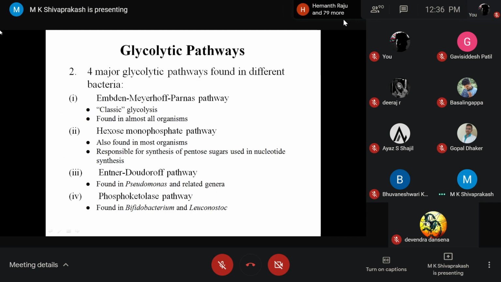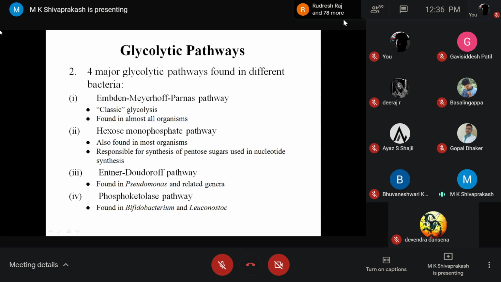Okay. So by definition, the glycolytic pathway is the conversion of glucose by partial oxidation to pyruvic acid. From a molecule of glucose, you will get 2 molecules of pyruvic acid, and the end products are 2 net ATP and 2 NADH. And in these glycolytic pathways, there are 4 major alternate pathways found in bacteria.